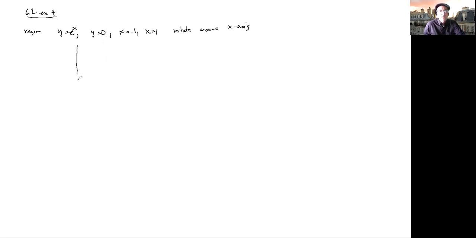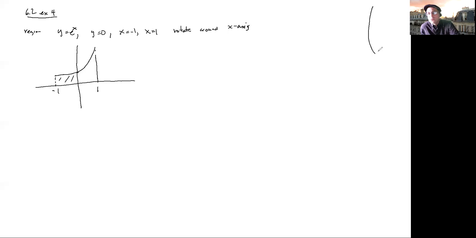So let's draw the picture. y equals e to the x is this function here, and we're interested in x being between -1 and 1, and y bigger than 0, so it's this region that we're rotating. And when we rotate it, I'll draw a rough picture of what it looks like. It looks like this kind of horn shape, this solid here. I'm not going to fill it in.